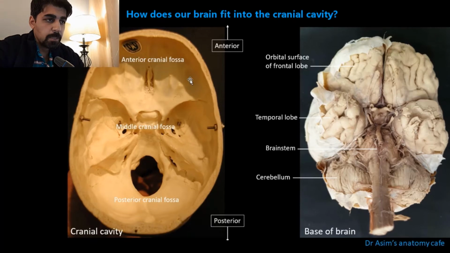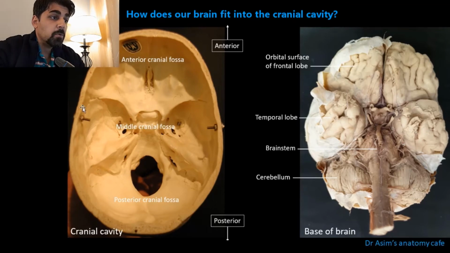So let's just quickly demarcate the boundaries of these three fossae, and then we'll talk about those in a bit more detail later in the video. We can see the anterior cranial fossa over here, right? This is the posterior extent of the anterior cranial fossa. Then behind that, we can see this butterfly-shaped region over here, which is the middle cranial fossa.